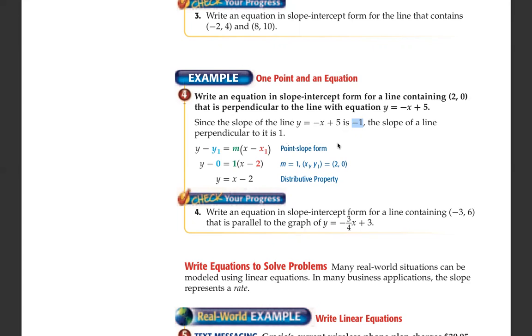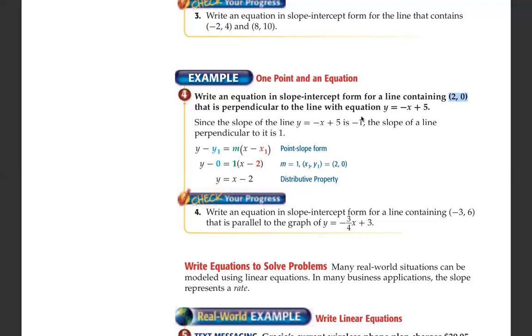1 and negative 1 is another pair of opposite reciprocals wherein none of them is a fraction. The rest contain a fraction: either both are fractions, or one is a whole number and the other one is a fraction. So now we'll be using this positive 1 as the slope of the second line together with 2, 0. So we have a slope and a point. The point is a regular point. It's not a y-intercept point because your x coordinate is 2.